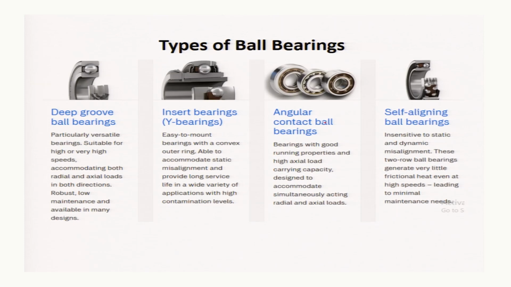Then angular contact ball bearing: bearings with good running properties and high axial load carrying capacity, designed to accommodate simultaneously acting radial and axial load. And self-aligning ball bearings, insensitive to static and dynamic misalignment. If there is some misalignment, then it takes care of that. These two-row ball bearings generate very little frictional heat even at high speeds, leading to minimal maintenance requirement.